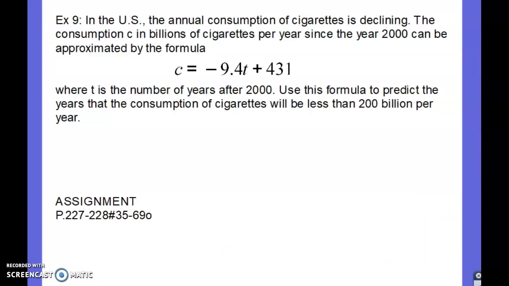And there's just one more problem. Again, it's a word problem, but then you'll be ready to do your homework. By the way, reminder to pause the video if you get stuck anywhere. Again, pause the video, make sure you understand the question. So you're given this equation. Make sure you understand that this is the years after 2000. Use this formula to predict the years that will be less than 200 billion.